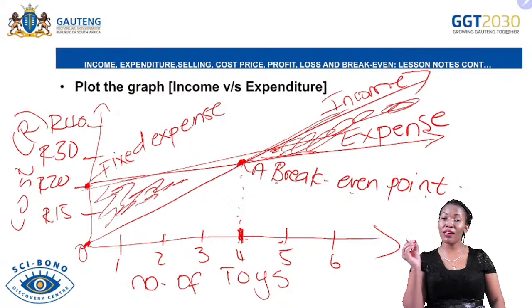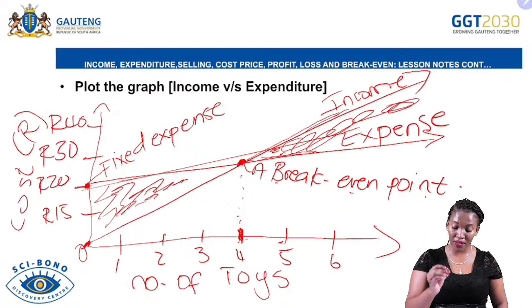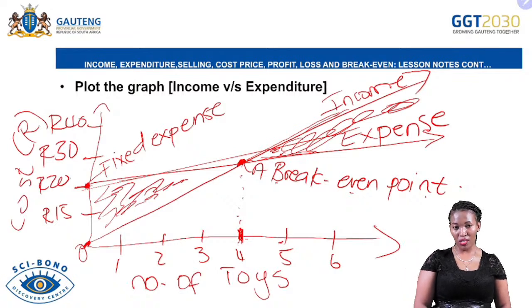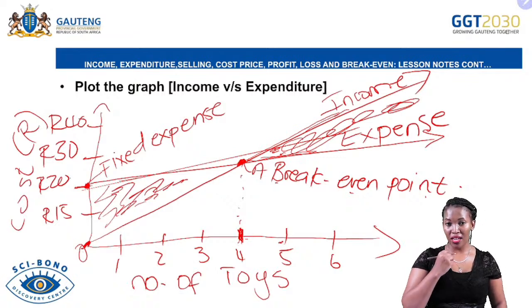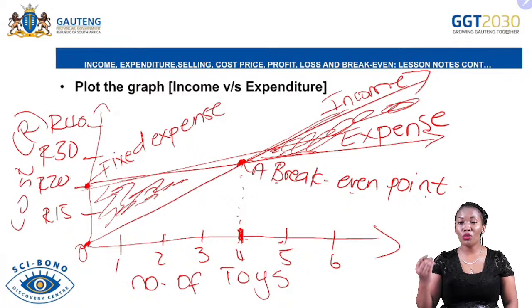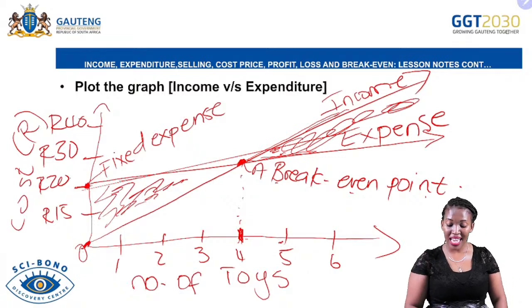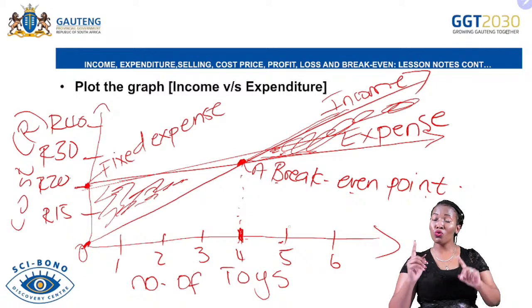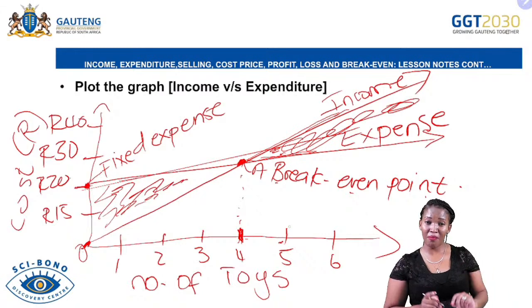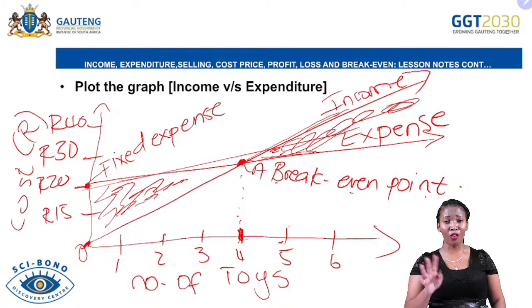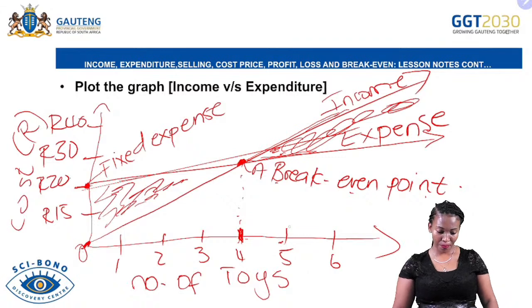How many toys must be sold for the business to break even? 4 toys. The minimum number of toys to be sold for the business to make profit is 5 toys. Those two questions are not the same, girls and boys. I hope you understand and see the difference.